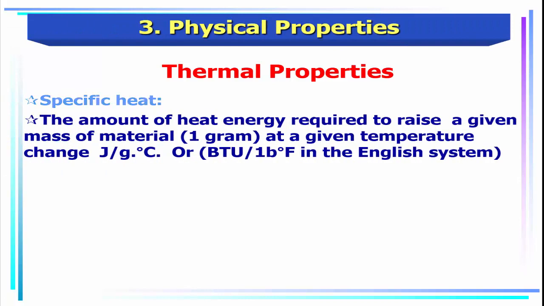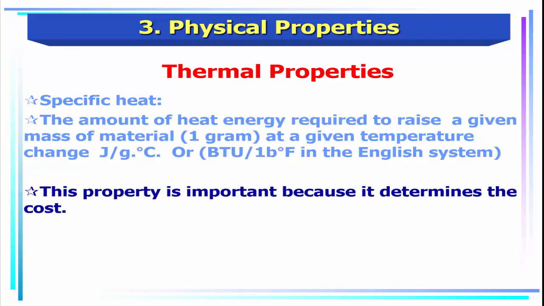Specific heat is all about the amount of heat energy required to raise a given mass of material, 1 gram, at a given temperature change, or BTU per pound per degree Fahrenheit in the English system. So this property is very important because it determines the cost.